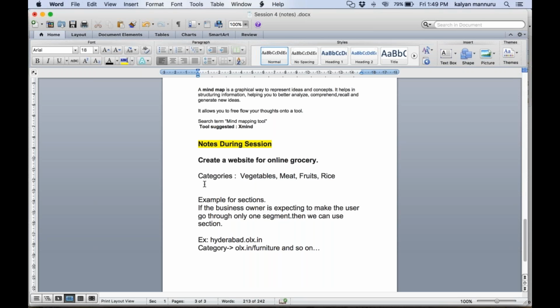As a business owner, I can only serve these four categories. I don't have products for other categories. Just think that way. Just give me a moment.